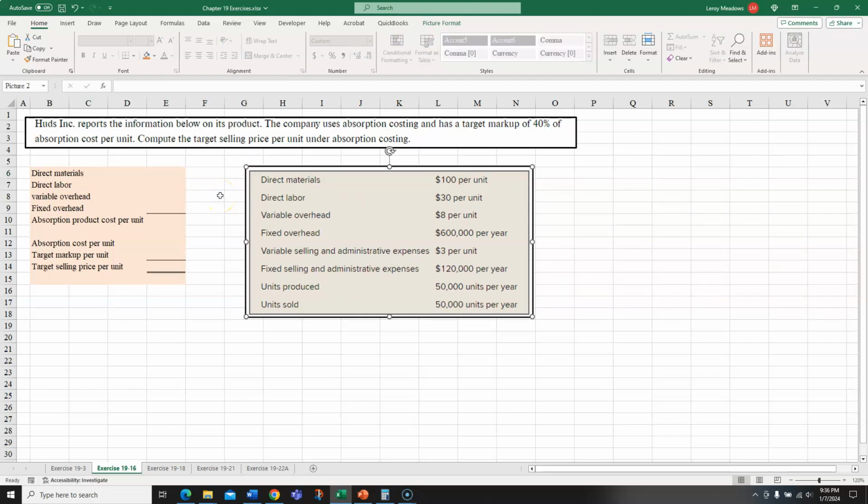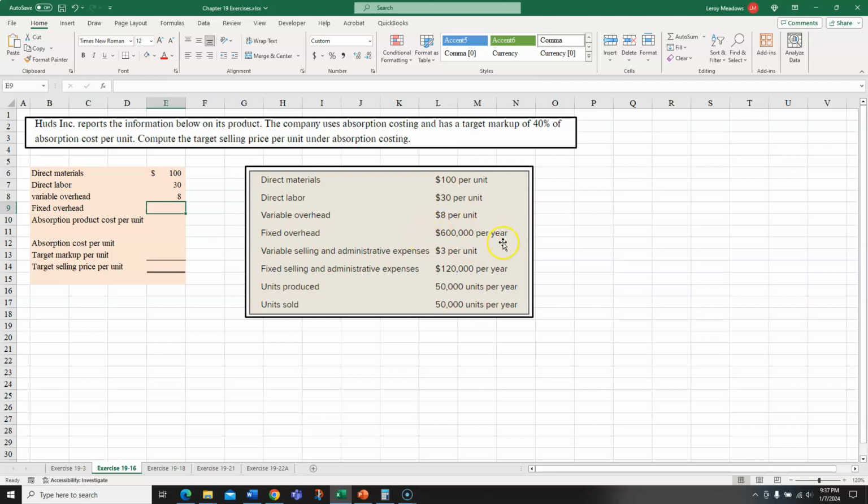And that includes direct materials, direct labor, all overhead, whether it's variable and fixed. So let's take a look at the information here and compute the target selling price. So the first step is get the absorption product cost per unit. Direct materials are $100 per unit. Direct labor, $30 per unit. And let's see, variable overhead of $8 per unit. And then $600,000 of fixed overhead per year.